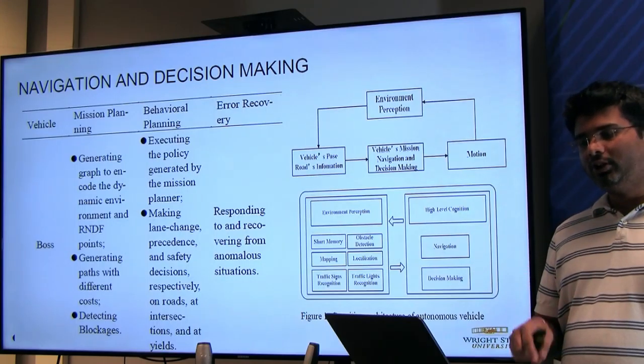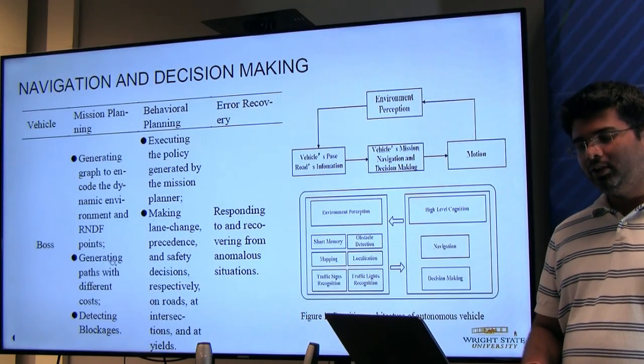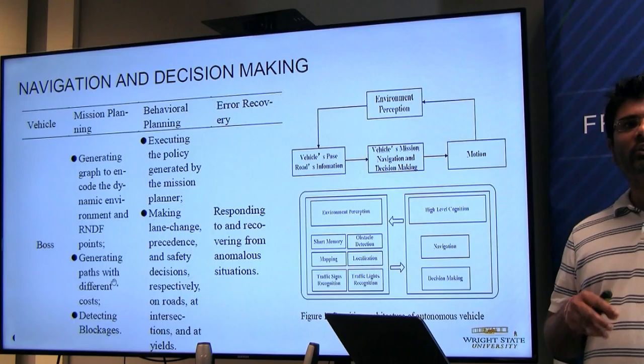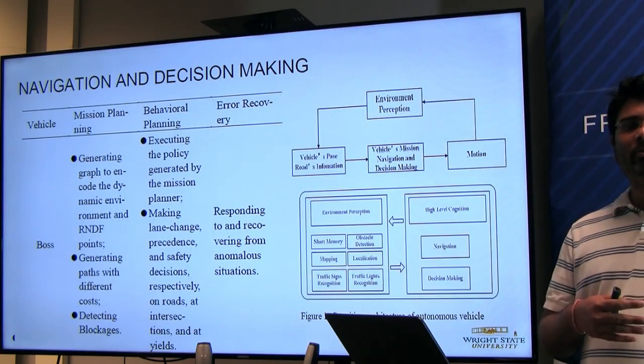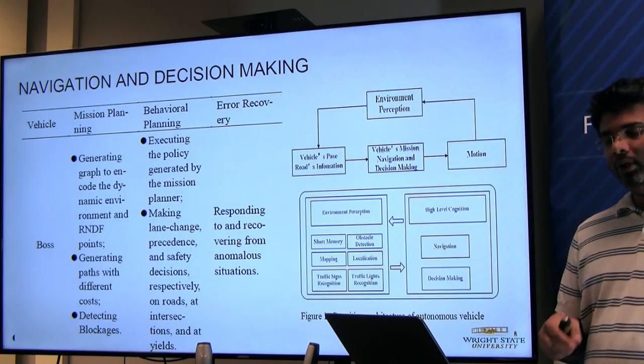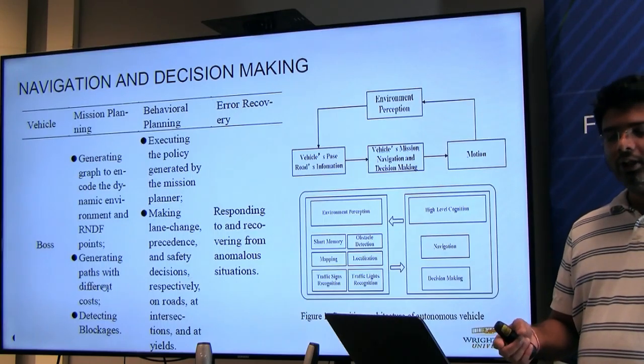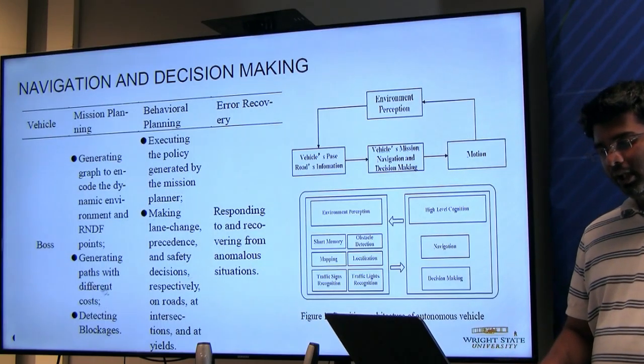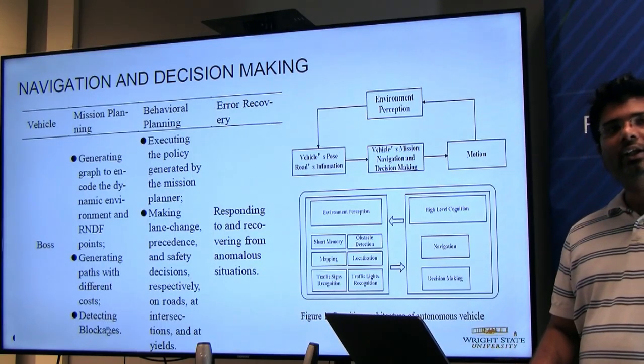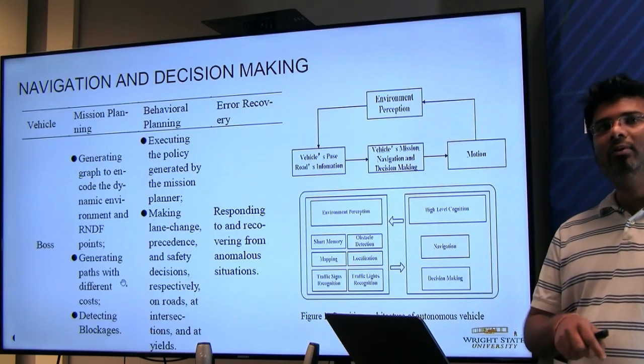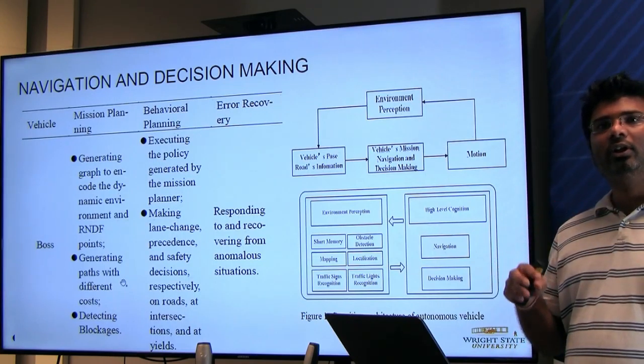It takes information, it makes a plan, it finds out different paths, which path is required, the path it has from point A to point B, which costs it better, which costs less. It detects the blockage. So finally it comes out with a path. Okay, this is where I wanted to traverse.